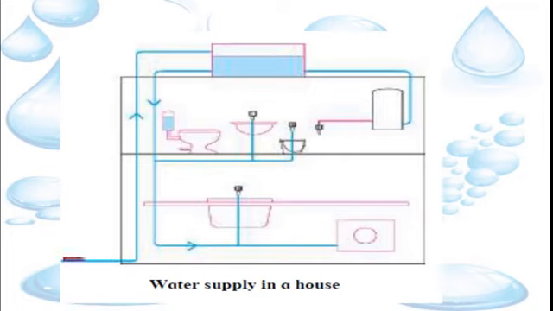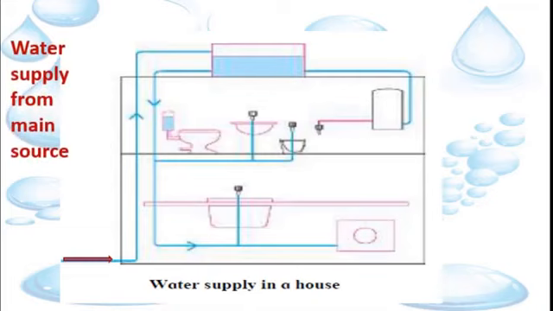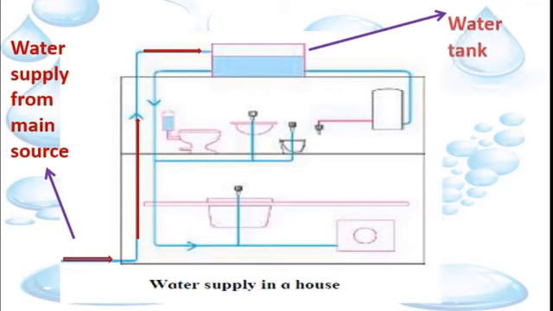We will see. See, this is a main tap, that is the water supply from the main source. This is the main source of water. Water is entering our house. Okay, that goes directly to the overhead tank. See, this is the water tank. Okay, that is called the overhead tank. And then the water is collected in that tank.